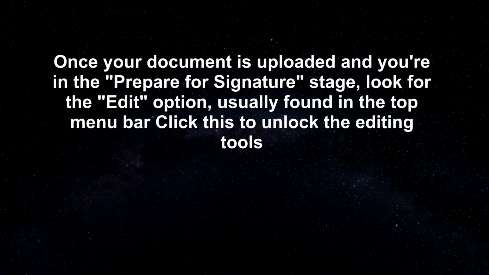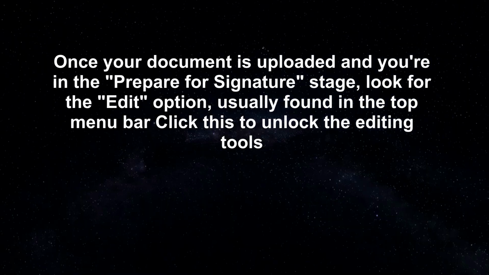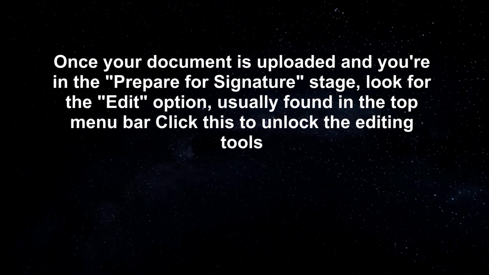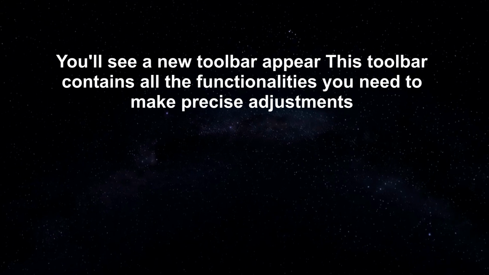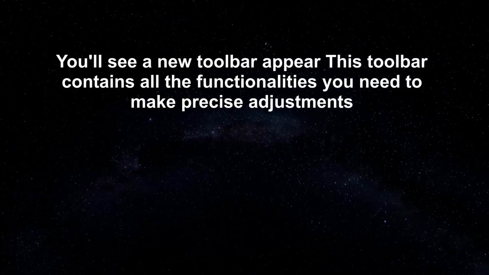Once your document is uploaded and you're in the Prepare for Signature stage, look for the Edit option. Usually found in the top menu bar, click this to unlock the editing tools. You'll see a new toolbar appear. This toolbar contains all the functionalities you need to make precise adjustments.